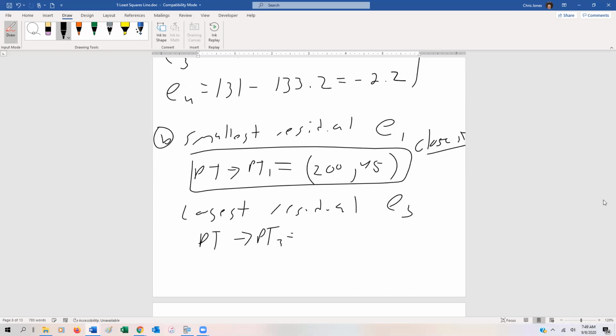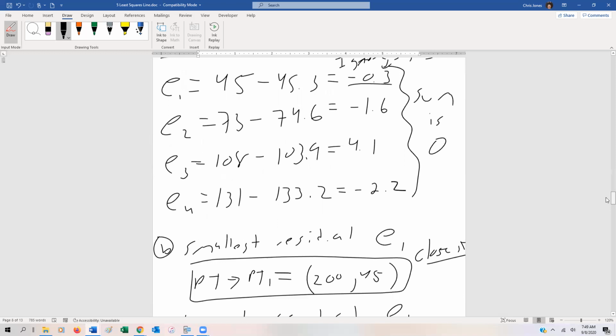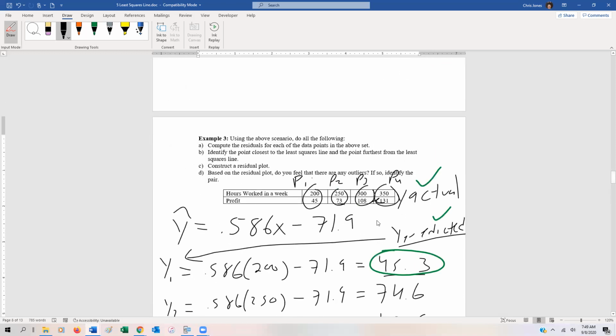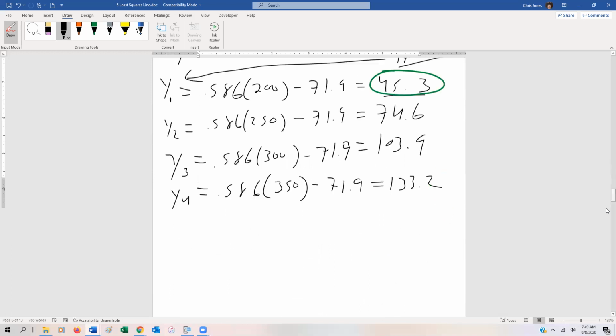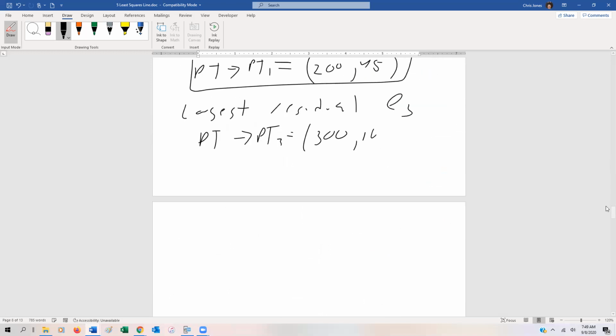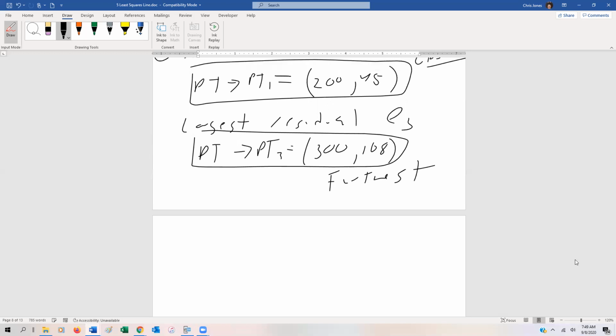The one that's furthest is 0.3. So that was going to be 300, and I think it was like 108 or something like that. Yeah, 300 and 108. So 0.3 is the one that's going to be furthest, and 108. All right, so that's how we figure out which point is closest and which point is furthest, by looking at the residuals.